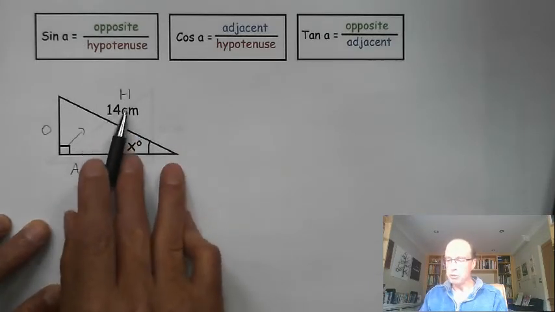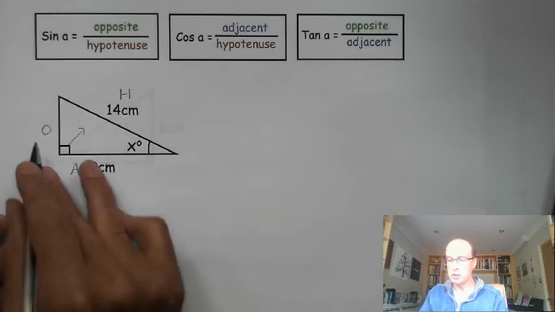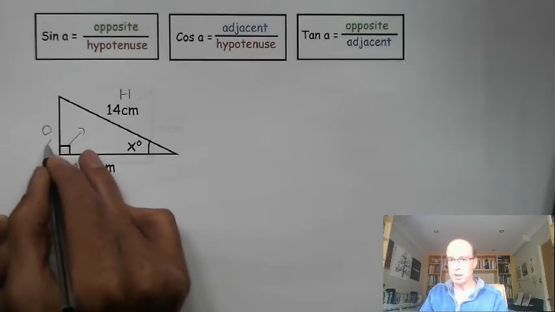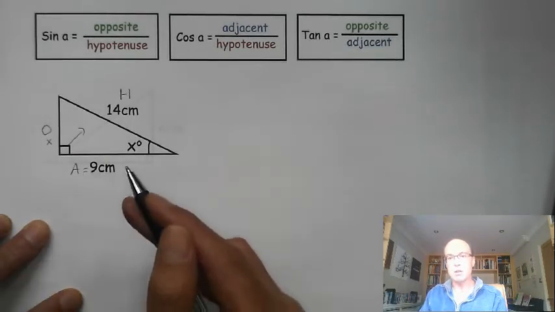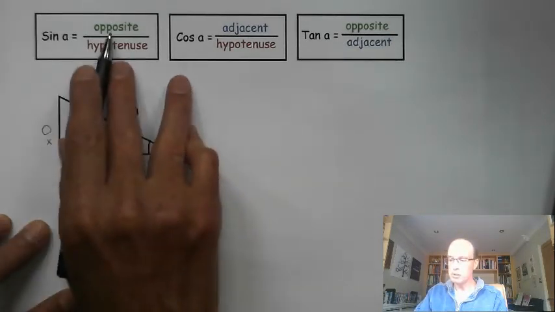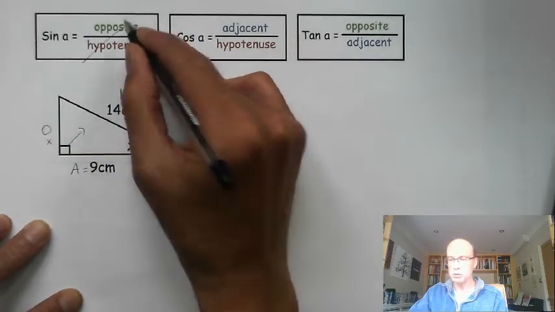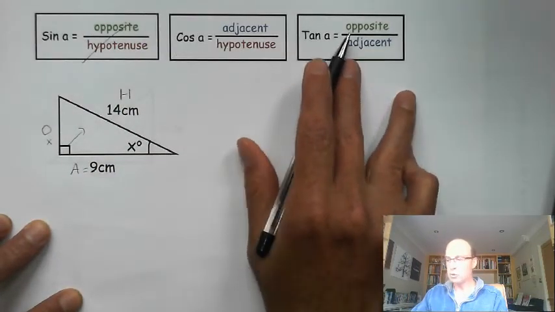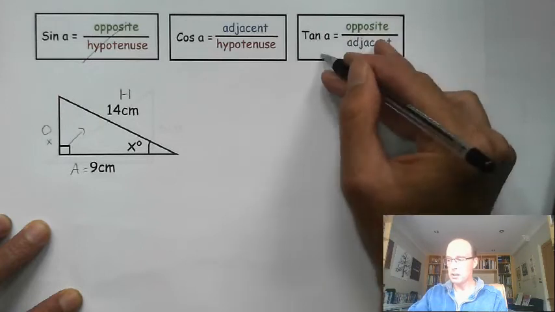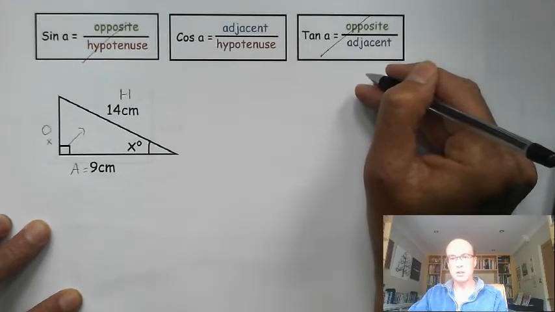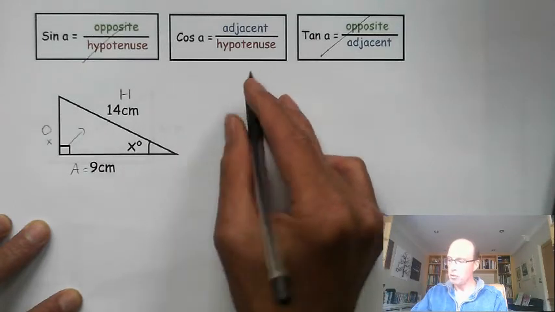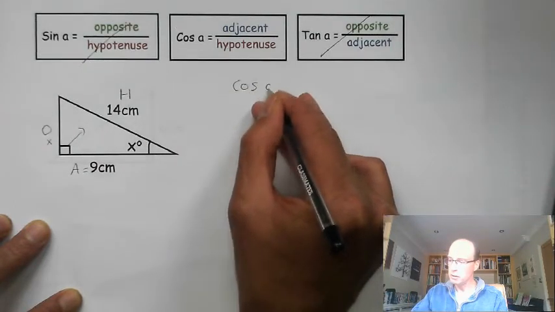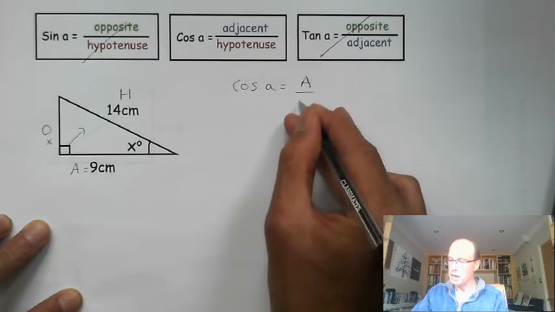So in this case, we've been given the hypotenuse and the adjacent. We've not been given the length of the opposite side. So if the ratio has got the opposite in it, I don't know that value and I can't use it. So sine has got opposite in, no use. Tangent's also got opposite in. Don't know what the opposite length is, so I can't use that ratio. I'm going to be using the cosine. So the cos of A is equal to A over H.